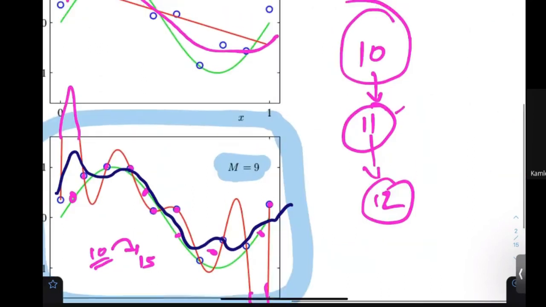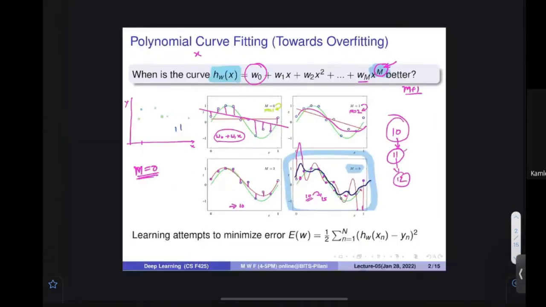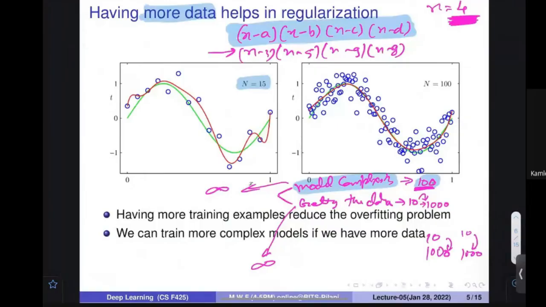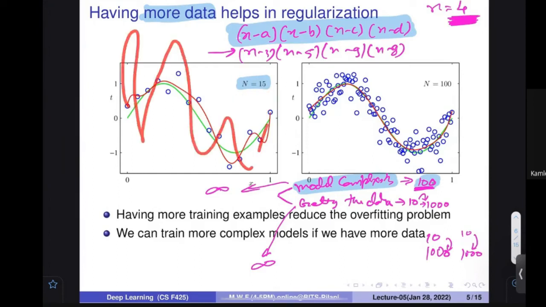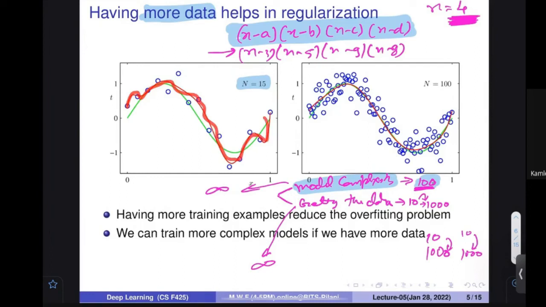So if you increase the number of training examples, for example here the number of training examples is 15, with the same model where m is equal to 9, earlier it was like this, but now you can see that this kind of curve you are going to have. This part is clear.